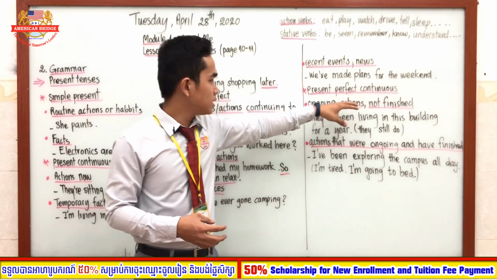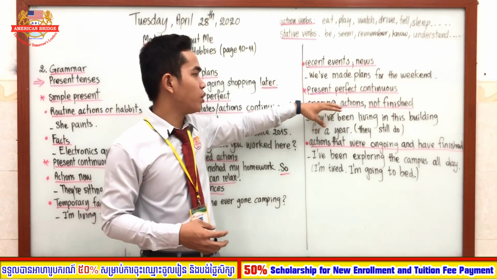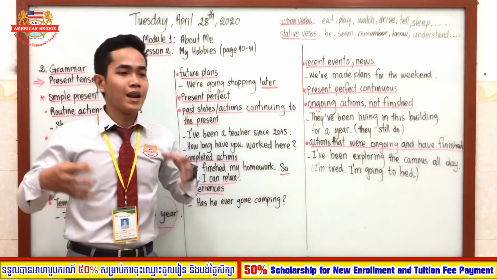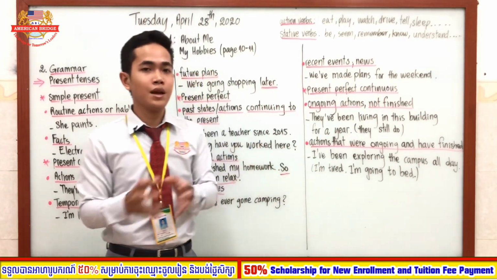Present perfect continuous. So we use the present perfect continuous also to talk about ongoing actions, not finished. Ongoing action but not finished. It means that the action is still continuing, in the process, but not yet finished.